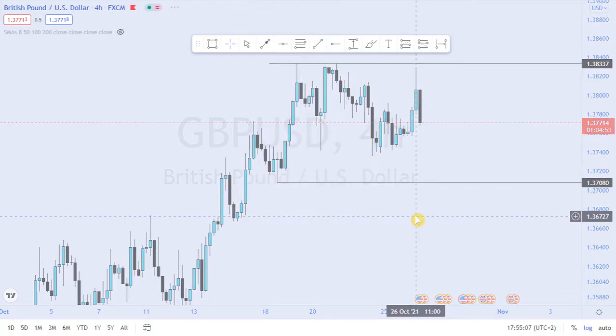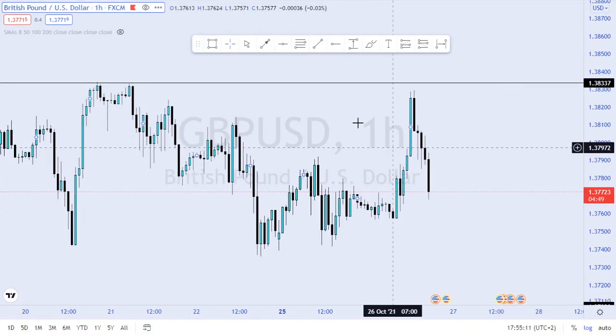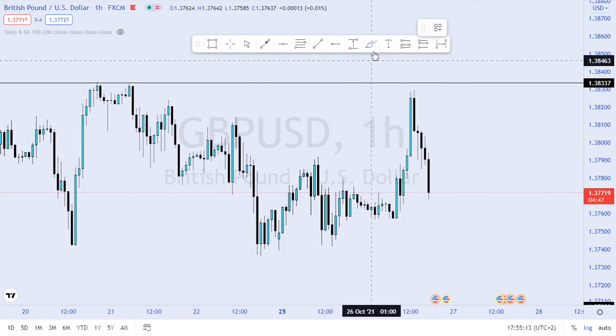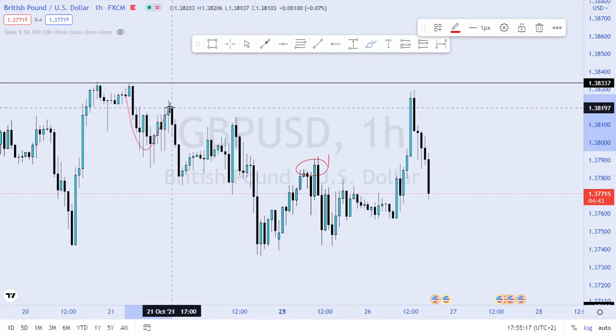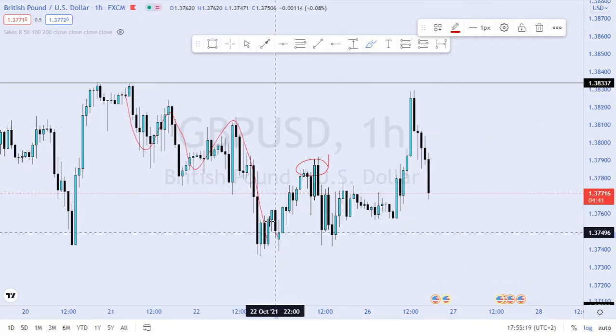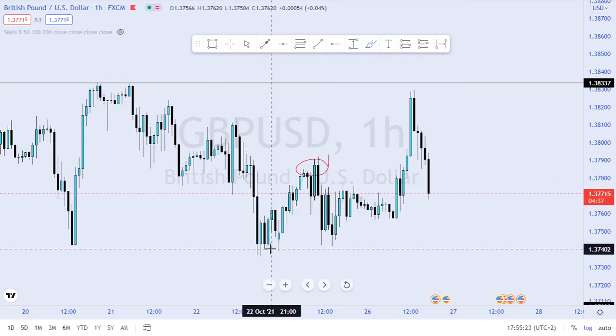So if we scale into a 1-hour time frame right now, guys, we can see that we did break some structure, previous lower high structure points in the market. As you guys could have seen, price was coming down in a corrective form to the downside, did break structure lows and did create this new low structure point.